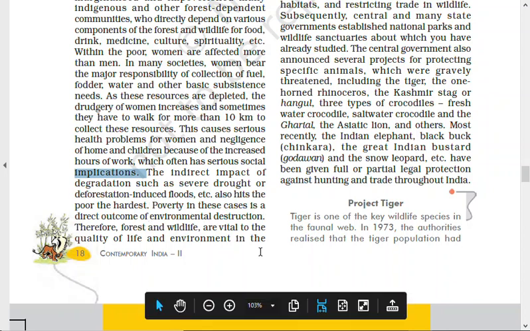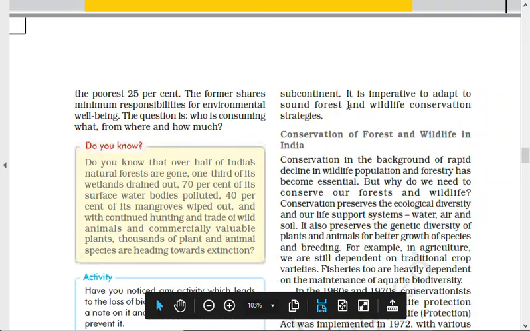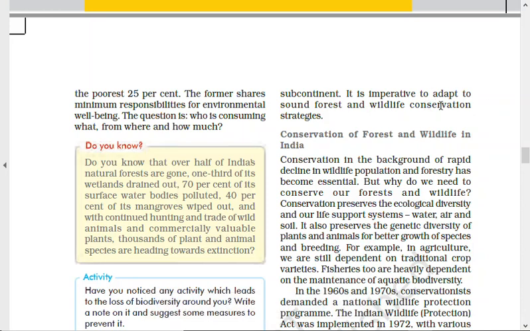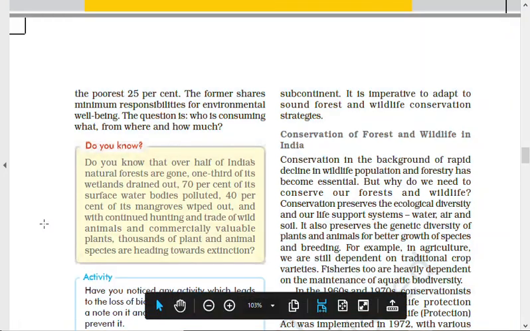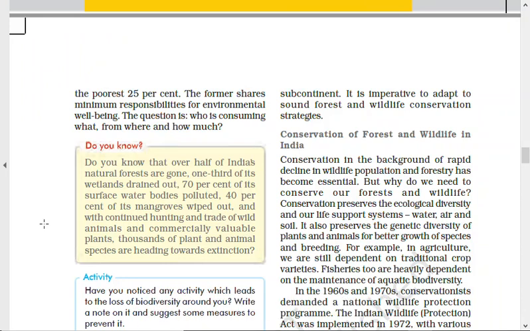Therefore, forest and wildlife are vital to the quality of life and environment in the subcontinent, and it is imperative to adopt sound forest and wildlife conservation strategies. That means everybody has to be sensitive about it. Everybody has to consider this as a serious issue, right? And we have to understand that we are not the only people in society, other poor people are also part of the society, and they are equally important, and we have to think about them also.